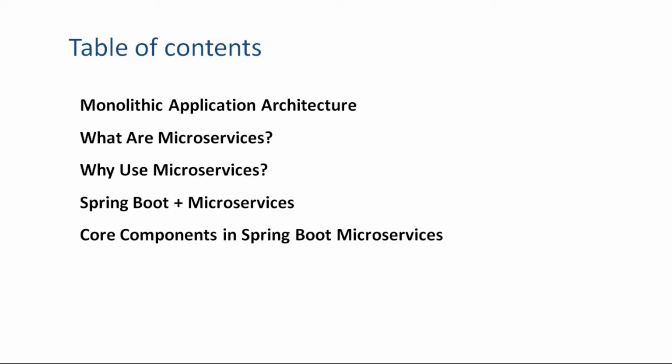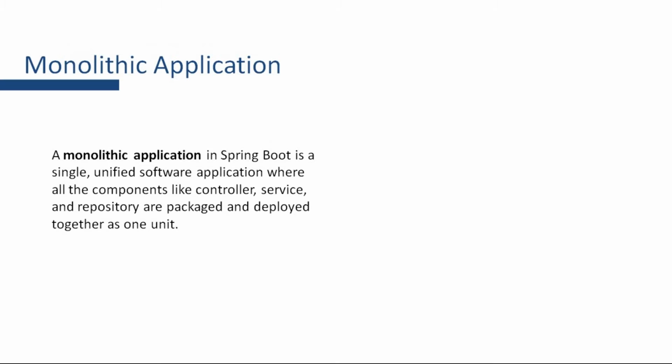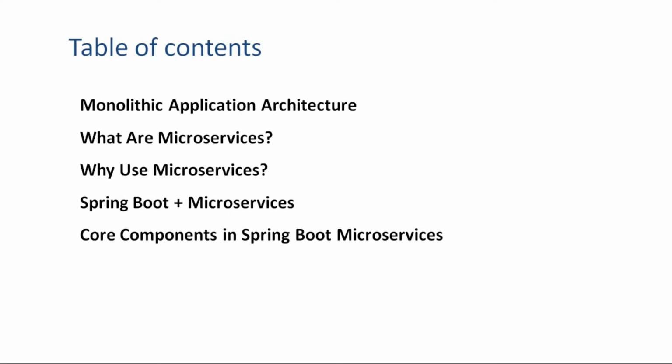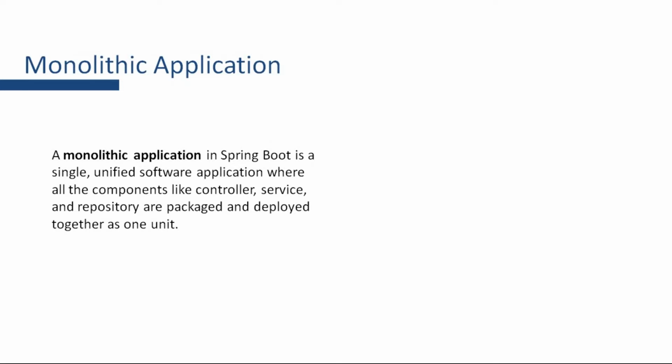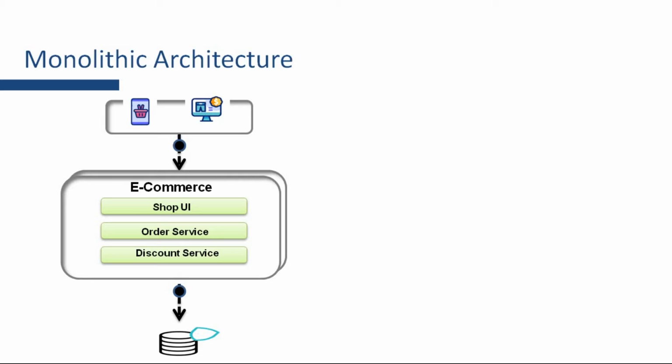Let's begin. In a monolithic application architecture, the client sends a request to the application server. The server contains all the components like controller, service, and data access in one package. The request is processed, and if needed, the application directly connects to the database to fetch or update data. Finally, the response is sent back to the client, all handled inside one single application. Let's begin by understanding the monolithic architecture.